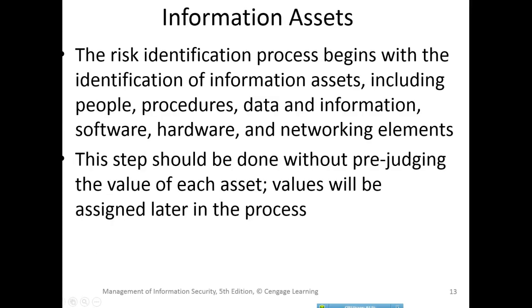So as we said, the risk identification process can begin with identifying the information assets, including people, procedures, data, information, software, hardware, and networking elements. This step should be done without prejudging the value of each asset, and values will be assigned later in the process. So first you need to identify the assets in the company.